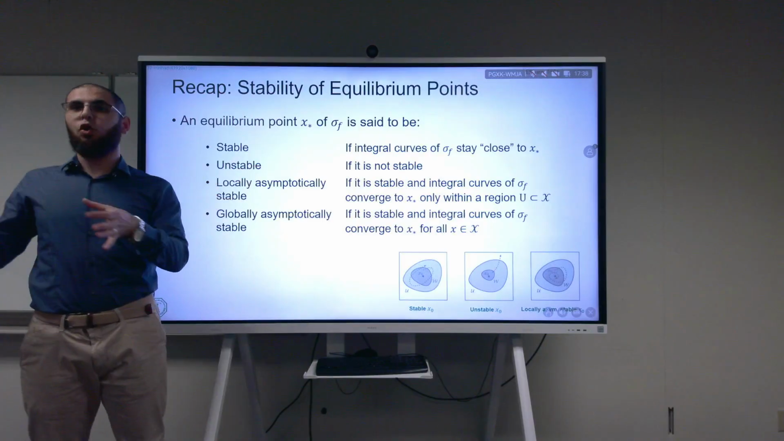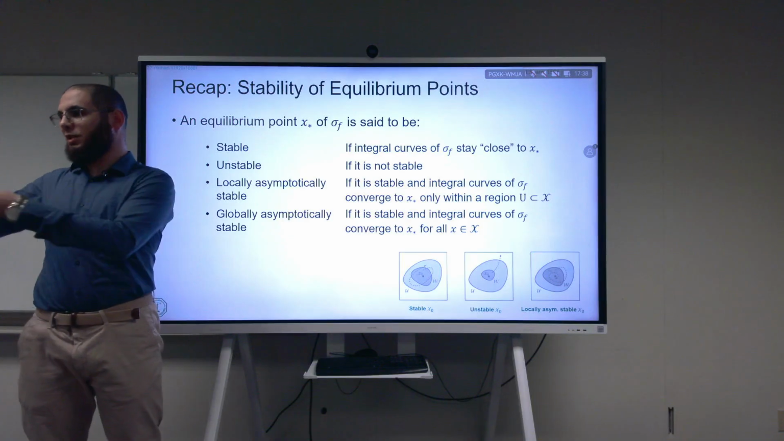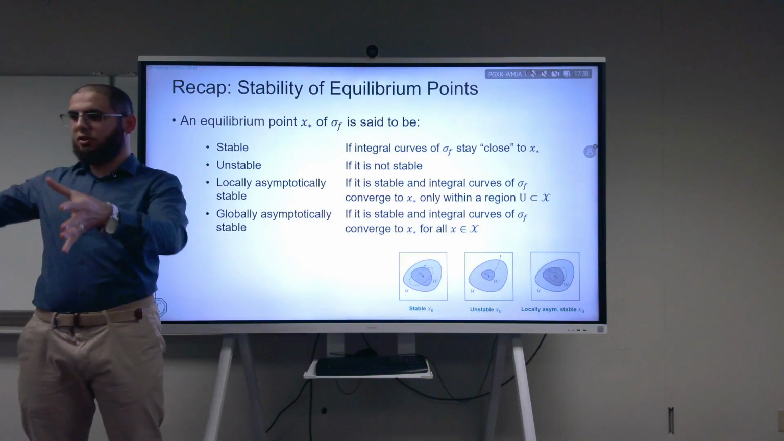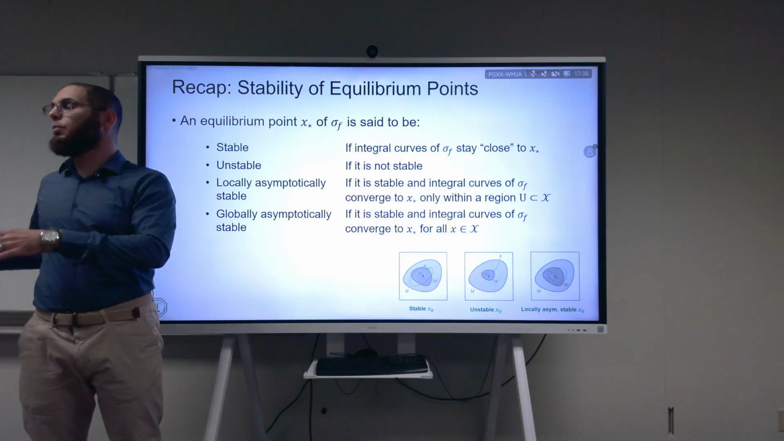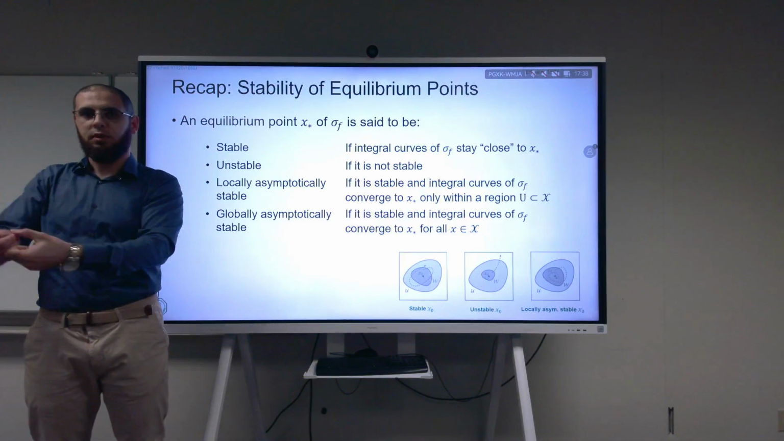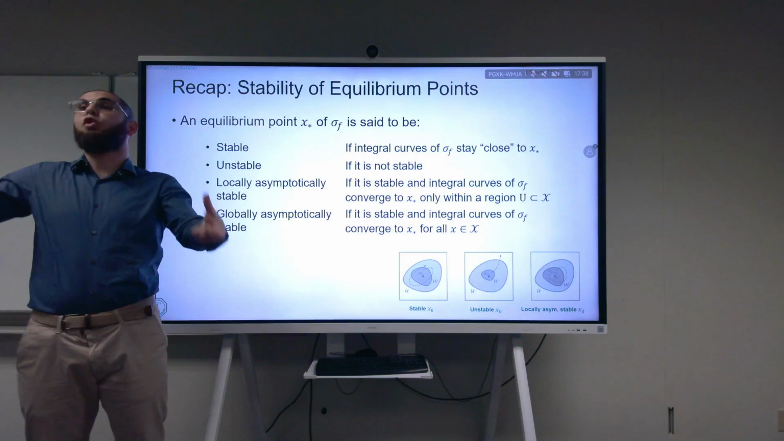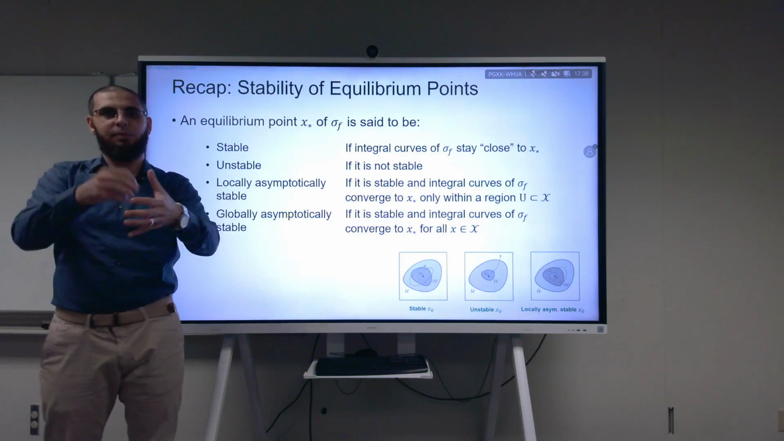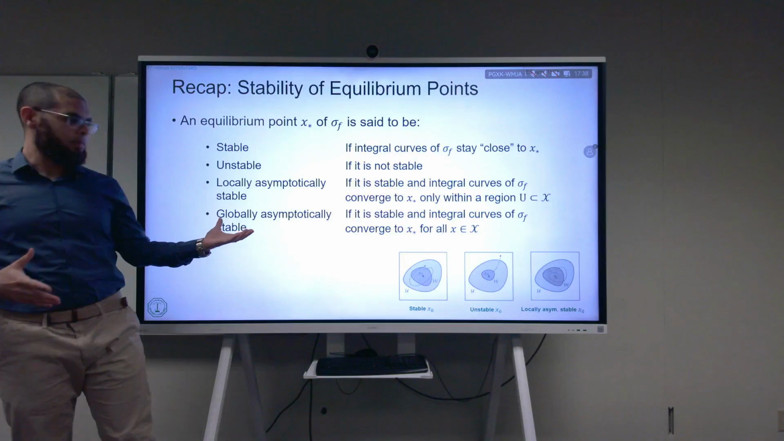So all of these equilibrium points behave differently. For some of them, you start near them and you keep going back and forth around the equilibrium point. For other equilibrium points, you start near them and then you diverge. For some other points, you start near them and then you converge to the point. So as t goes to infinity, you just go to that point and you stay there. And some other points are globally asymptotically stable.